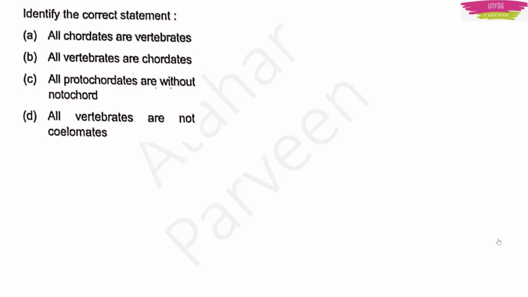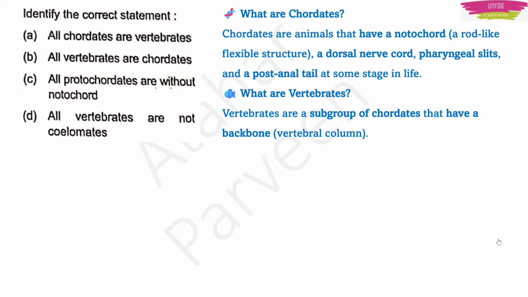Identify the correct statement. All chordates are vertebrates, all vertebrates are chordates, all protochordates are without notochord, all vertebrates are not coelomates. So here you should know what are chordates. They are actually animals which are having a notochord, meaning a rod-like flexible structure. They are having a dorsal nerve cord, they have pharyngeal slits, and they also have a post-anal tail at some stage in their life.